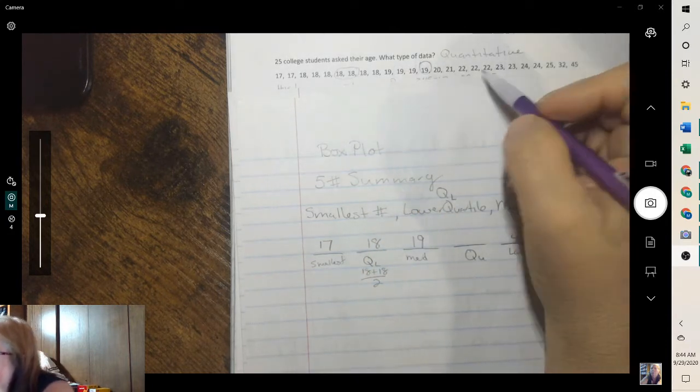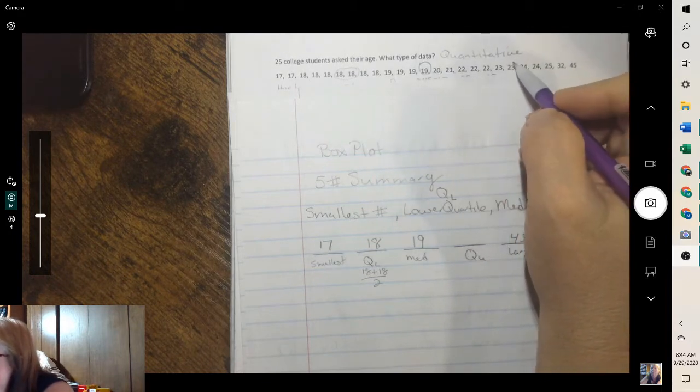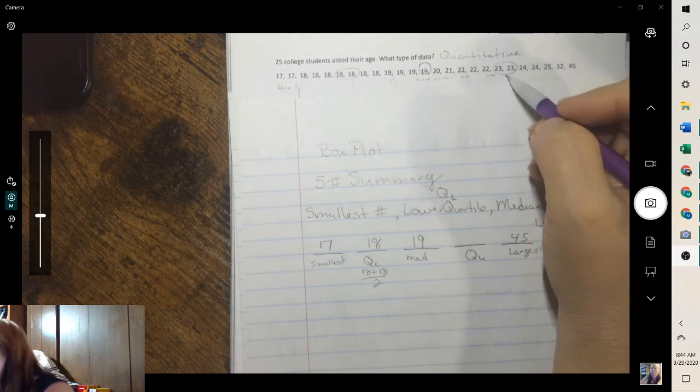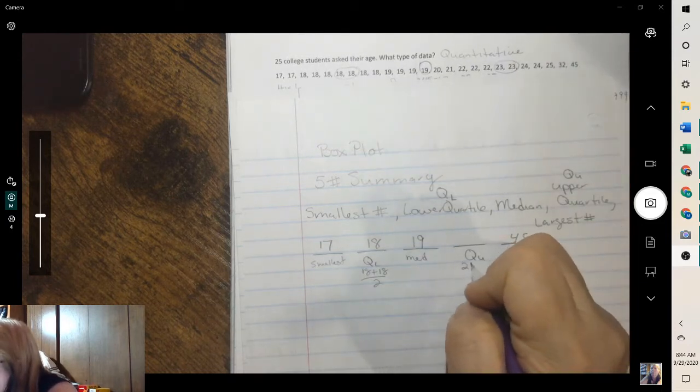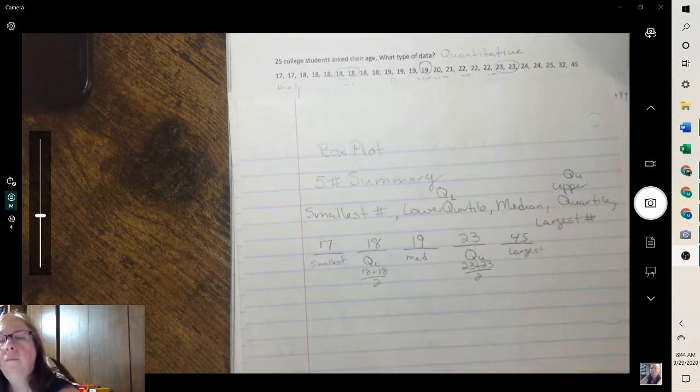The upper quartile is the median of the upper half. So it's between these two. 23 plus 23 is still 23. So that's your 5-number summary.